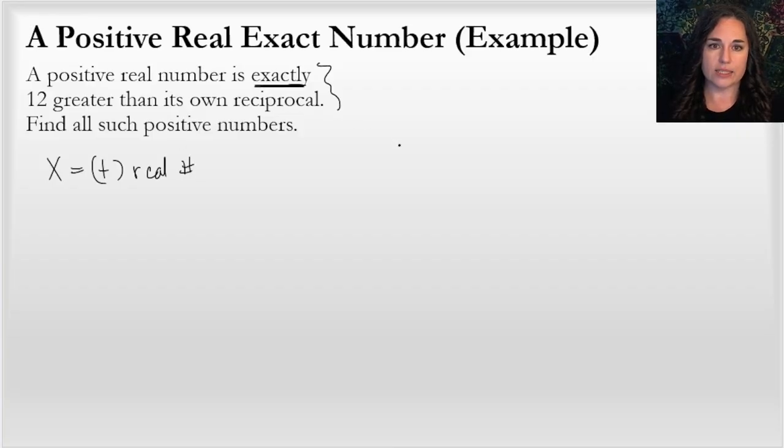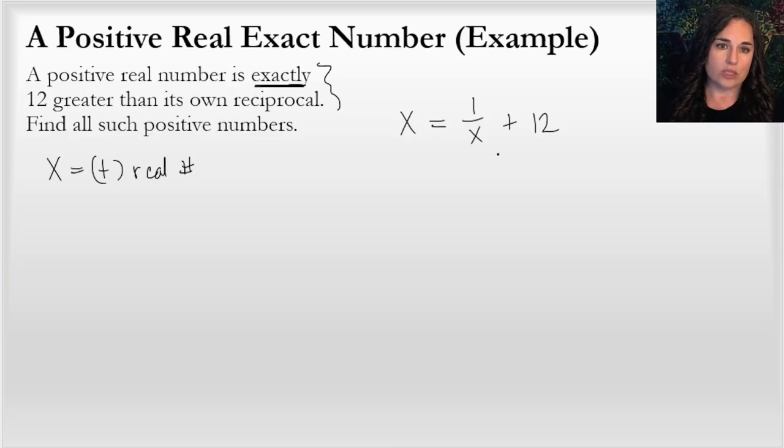And this is a positive real number. X, it says X is, so let me write that out. X is means equal sign. Exactly 12 greater than its own reciprocal. So I'm going to write down its reciprocal, 1 over X, and then 12 greater than that. So I'll put a plus 12 on the end.